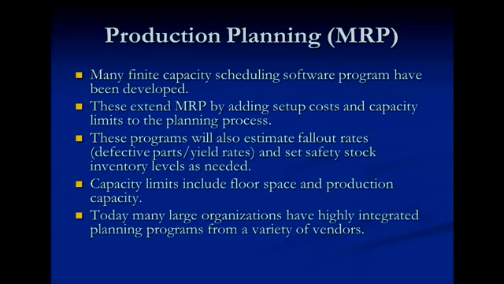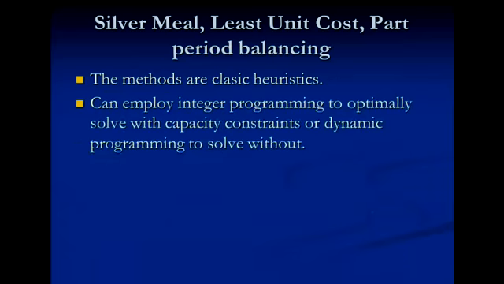Production planning with MRP and finite capacity scheduling software have been developed. These basically take MRP and add in setup costs, add in capacity limits, and allow you to build a schedule. In these programs, you also need to estimate the fallout rate, the defect rate. You have to set safety stocks. In addition, they allow you to set capacity limits on both production capacity and floor space. And today, many large organizations use these integrated planning programs from a variety of vendors, SAP, Oracle, and some smaller ones.